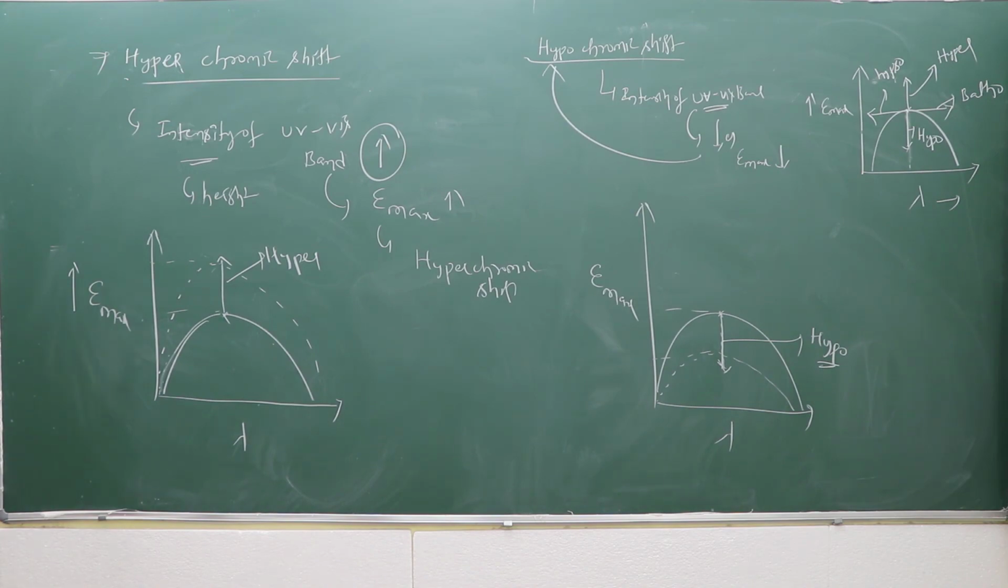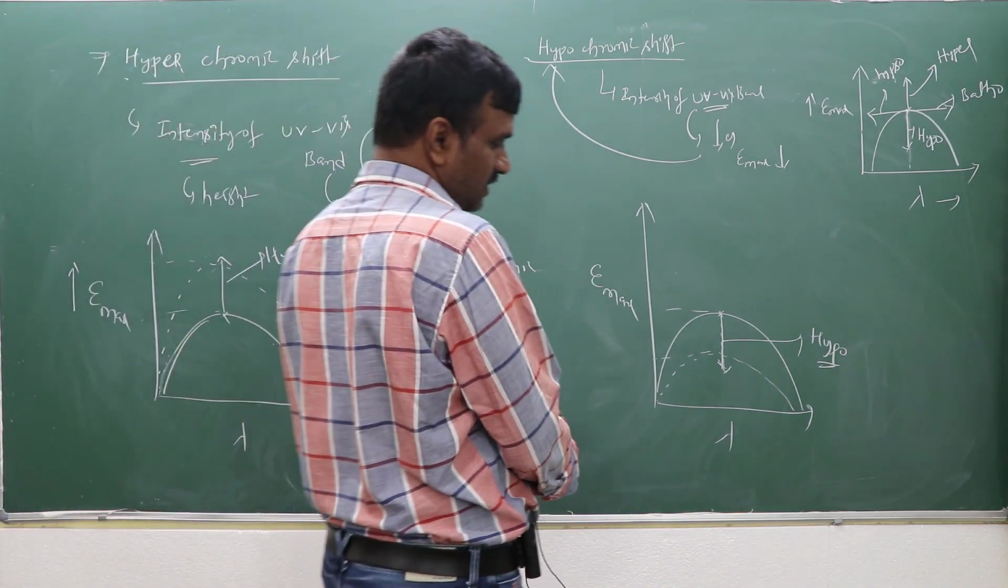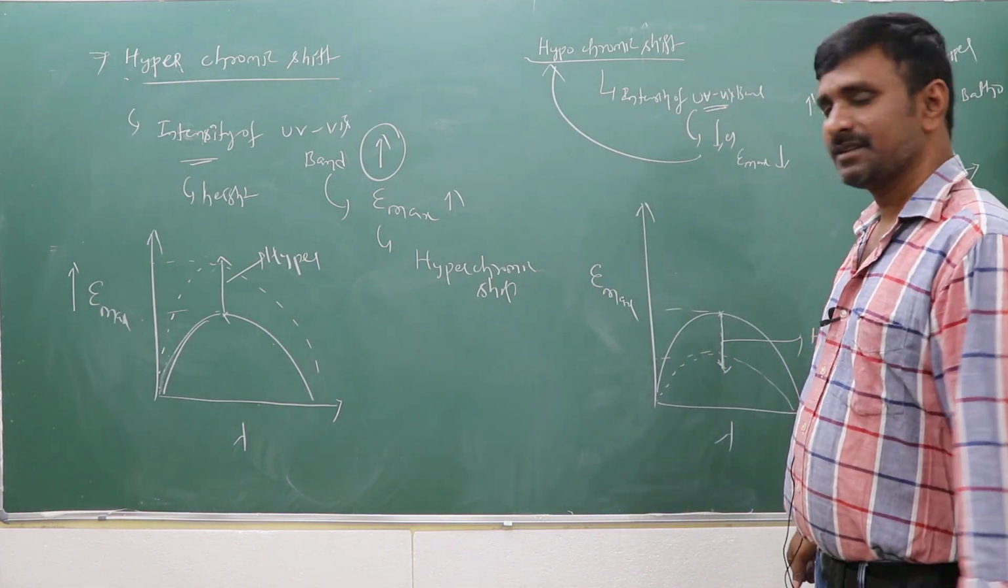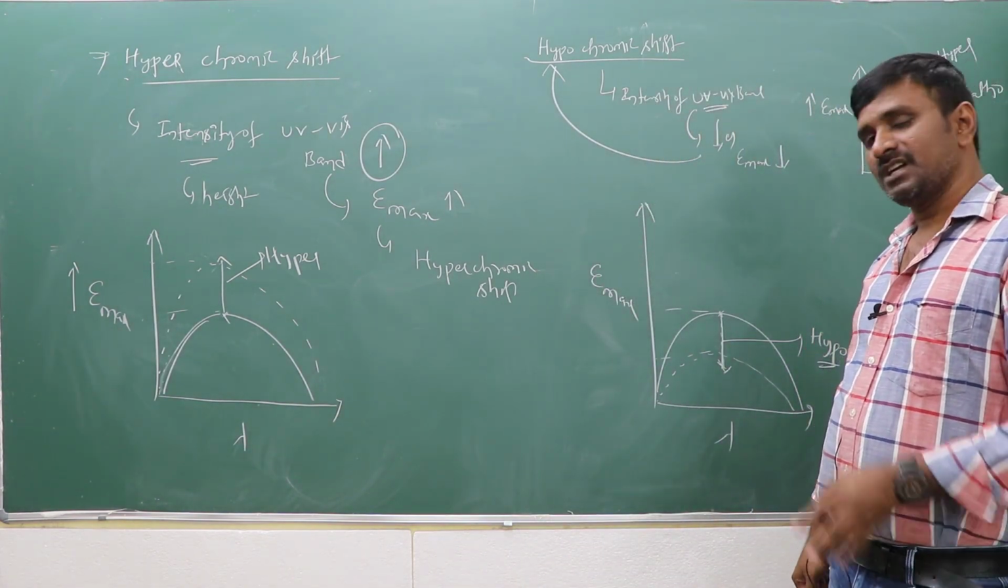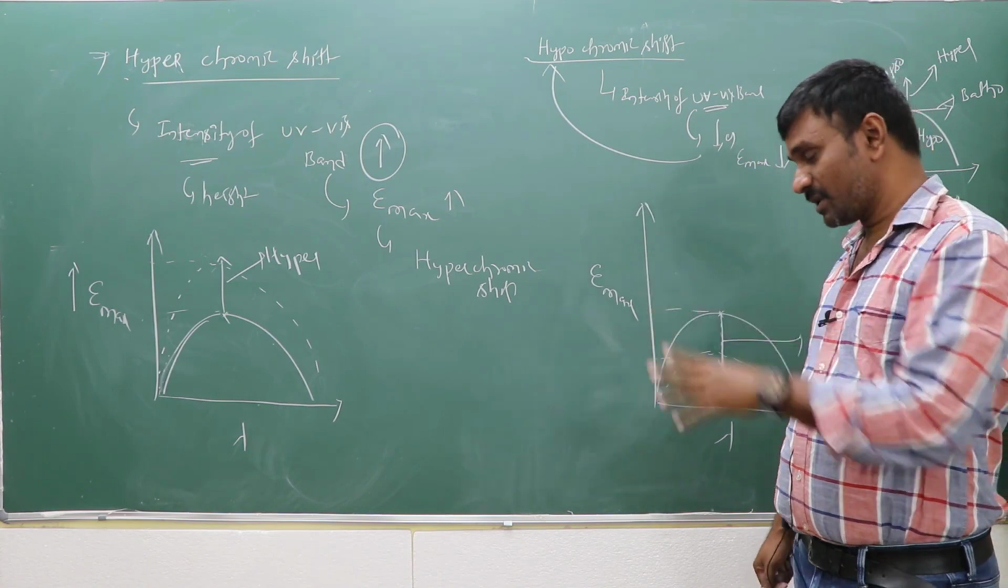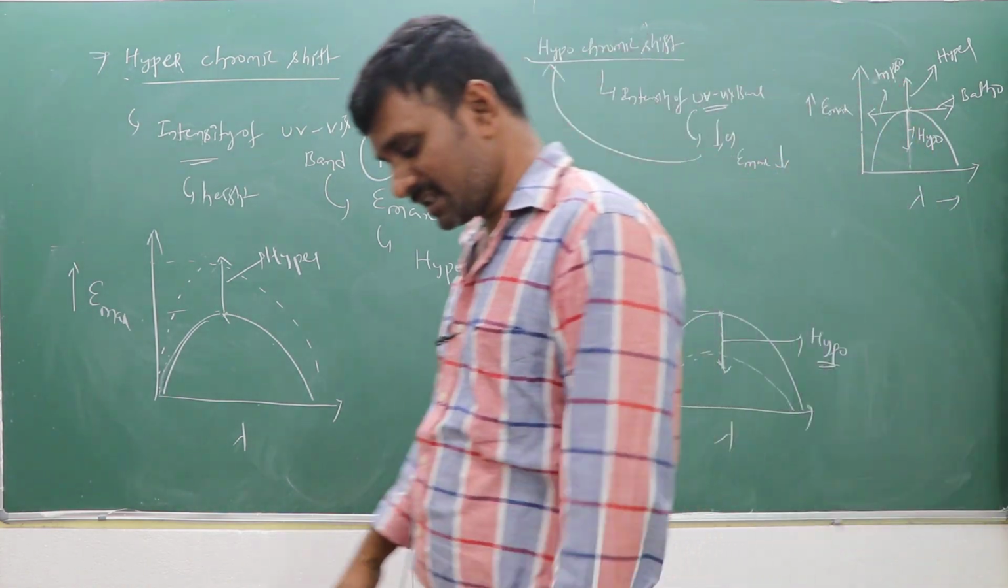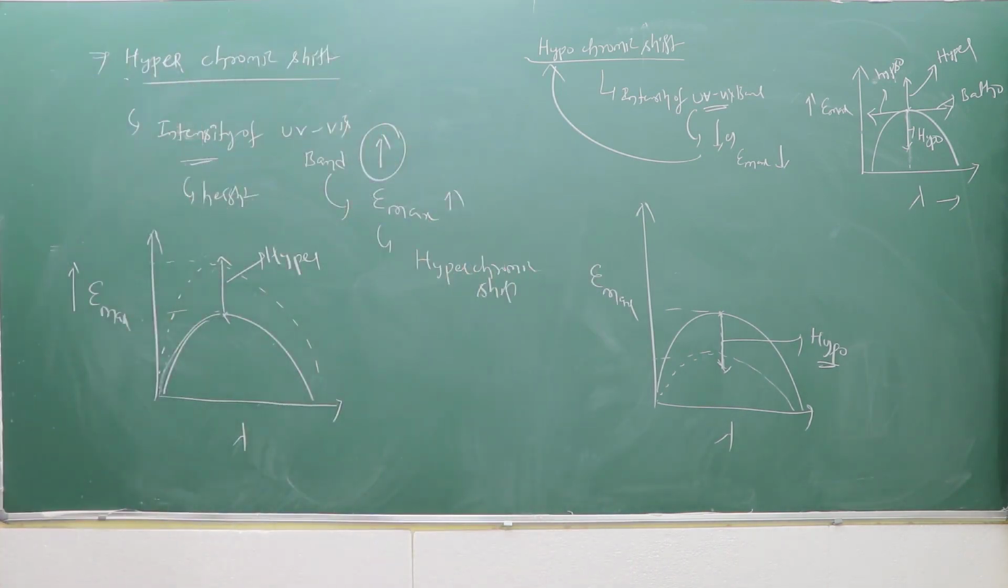Later I can give examples in the coming classes, and also explain which factors affect the epsilon maximum: in which case the height will be more, and in which case it will be less. We will see that in the next class. These are the four kinds of shifts.